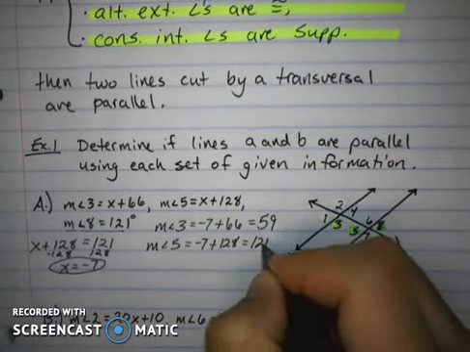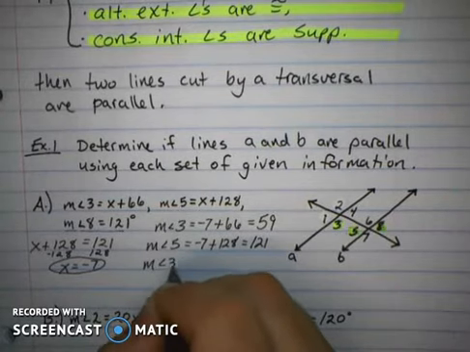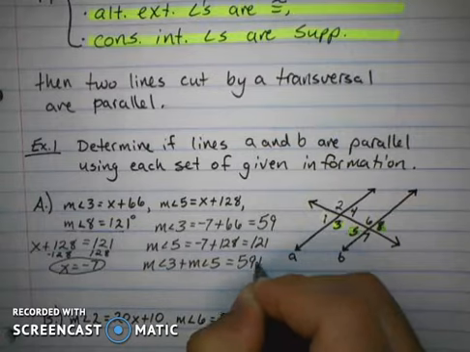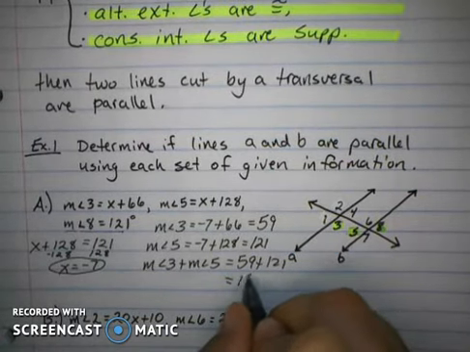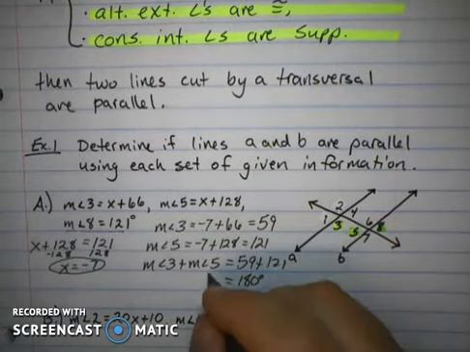Now, we did already know 5 was 121 from earlier. Now, I'm going to look at these two measures and see what they would add up to. The measure of angle 3 plus the measure of angle 5 is equal to 59 plus 121. When we add those, we do in fact get 180 degrees. That means angle 5 and angle 3 are supplementary.